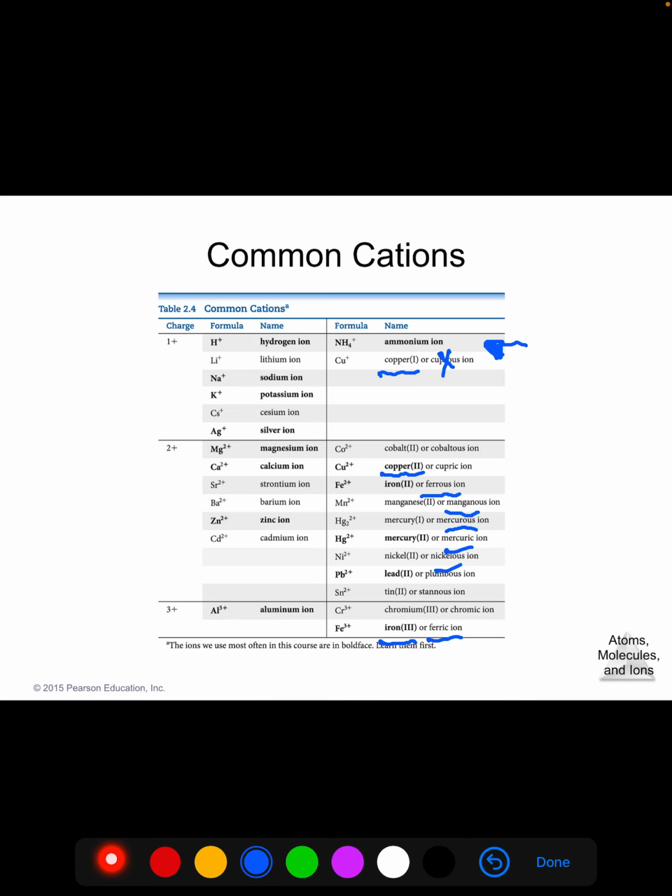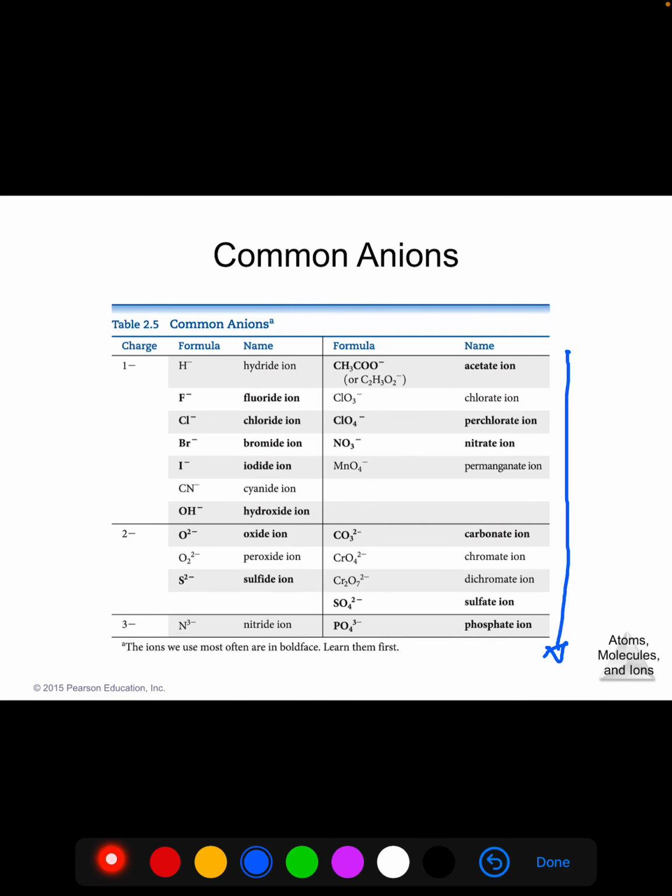In the positive realm, there's ammonium ion. It's formed by ammonia gas combining with water to form ammonium ions plus hydroxide ion, ammonium hydroxide. And this OH minus hydroxide ion is a -1 polyatomic ion too.